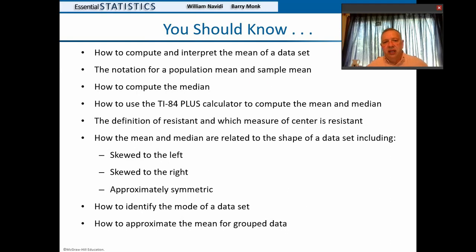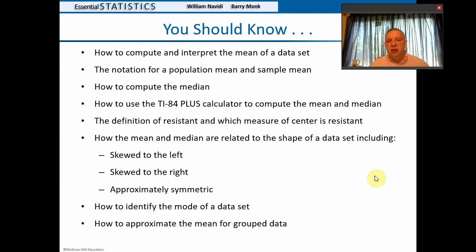We talked about TI-84 Plus calculators. We'll do more of that in lab, and we'll also look at other calculators and Excel. The definition of resistant and which measure of center is resistant. Remember that was, if I have an outlier or data that changes, how is it resistant to those changes? The median was very resistant. The mean is not. If you put in that winning the lottery, everything changed for the mean.